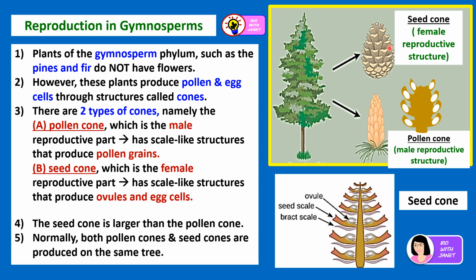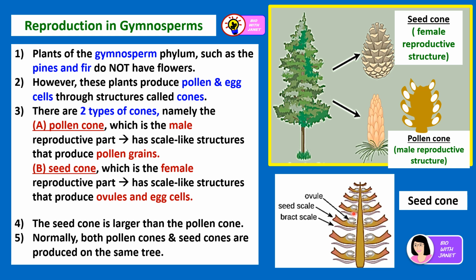So it has scale-like structures that produce ovules and egg cells. Again, these are the scale-like structures. So you cut through the seed cone or the female cone. Now you can see here, the ovule is found underneath the scale here. See, all these are ovules, waiting to be fertilized by the male gamete.